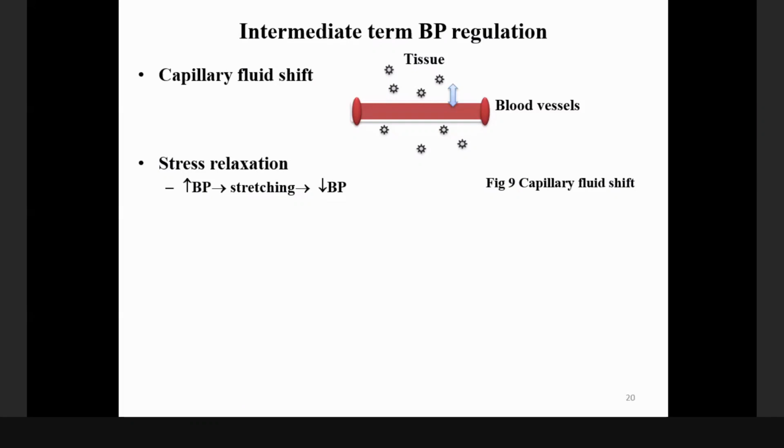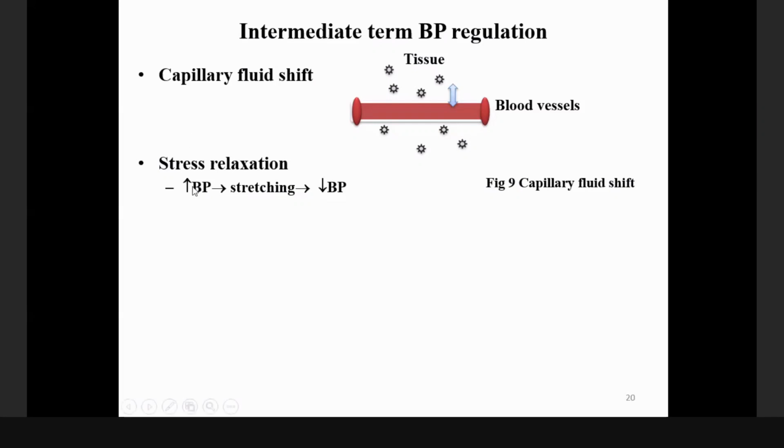So the amount of blood in the blood vessel is reduced, and the force exerted on the wall of the blood vessel becomes less. That is called capillary fluid shift. There is fluid exchange between your tissue and capillary. Capillary is the smallest vessel in your body where materials are exchanged between the blood and the tissue. So the first is this one.